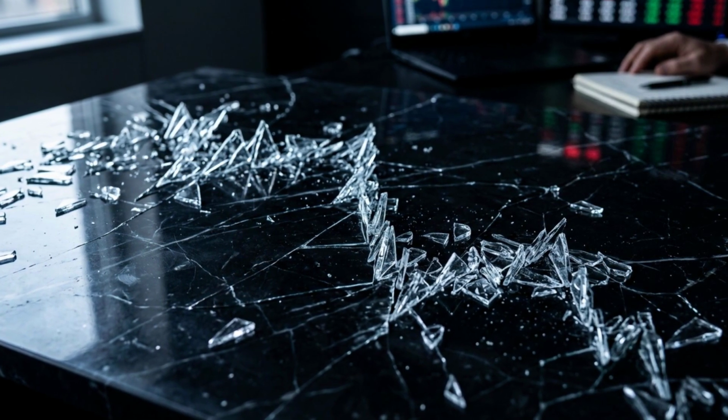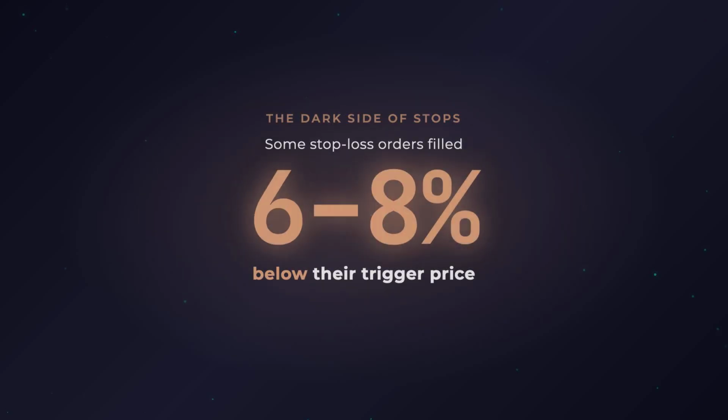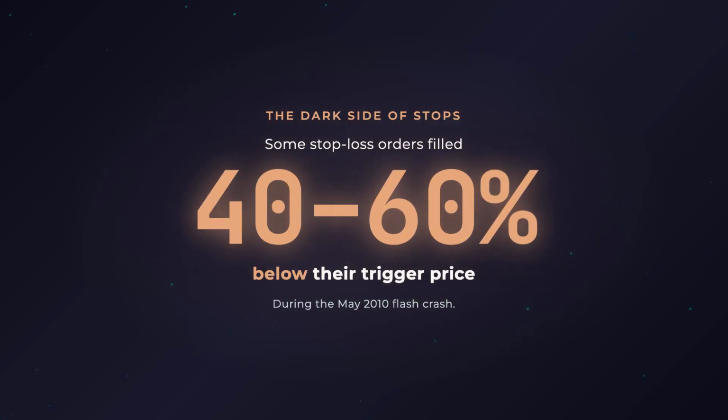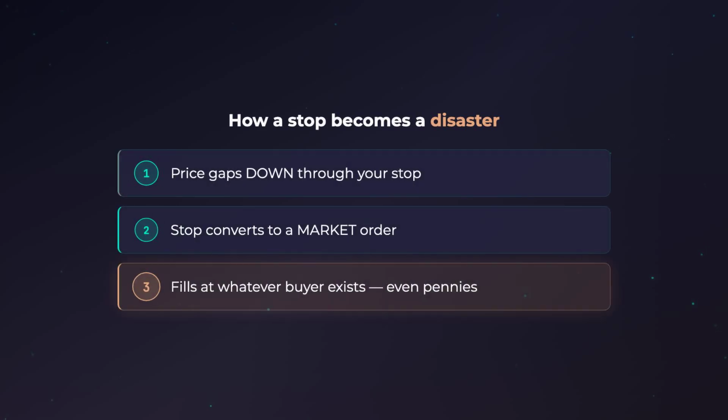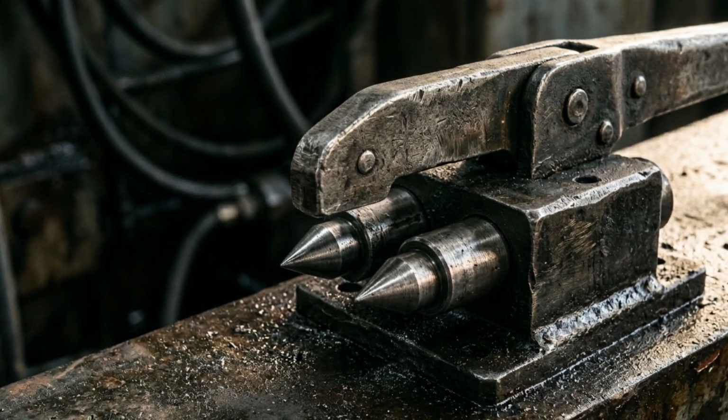But there's a catch, and it bit a lot of people in 2010. During that flash crash we talked about earlier, some stop-loss orders filled 40 to 60% below the price they were supposed to trigger at. Because remember, once your stop triggers, it becomes a market order, and in a panic with no buyers around, the next available price can be a long, long way down.